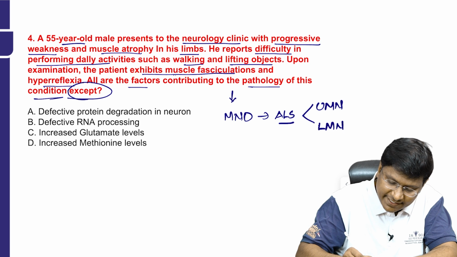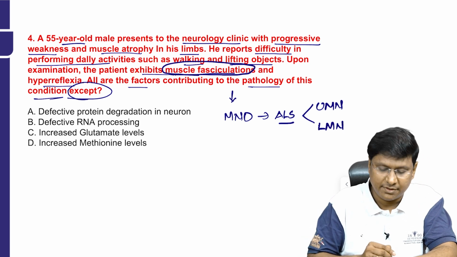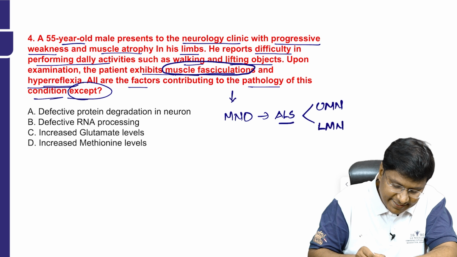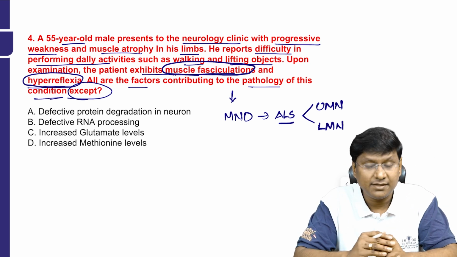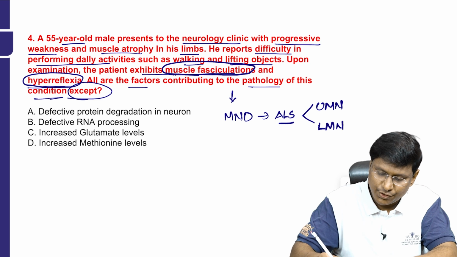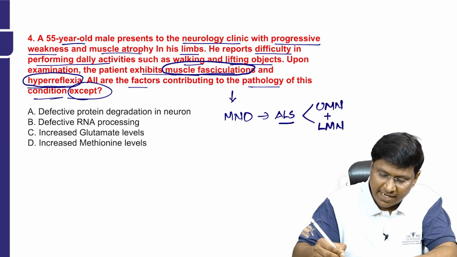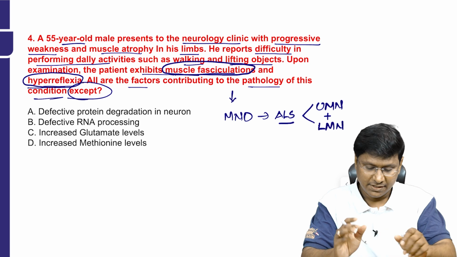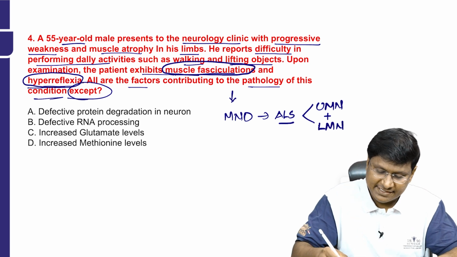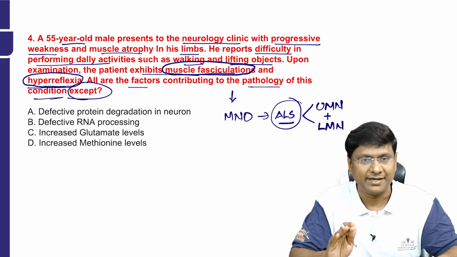Okay, so it exhibits muscle fasciculation. So this will be a lower motor neuron lesion problem, and it exhibits hyperreflexia. So this is suggestive of the upper motor neuron lesion. So you have a combination of both upper motor neuron and lower motor neuron problem, right? So that is the reason why it is suggestive of amyotrophic lateral sclerosis.